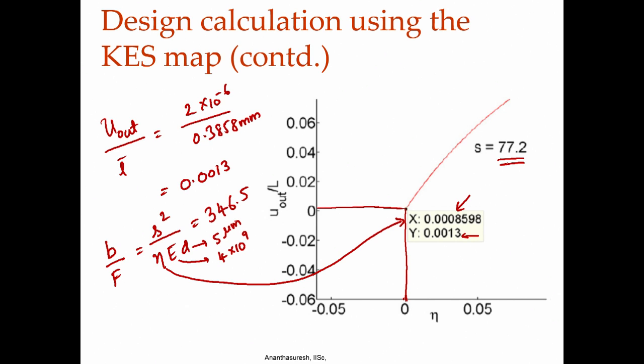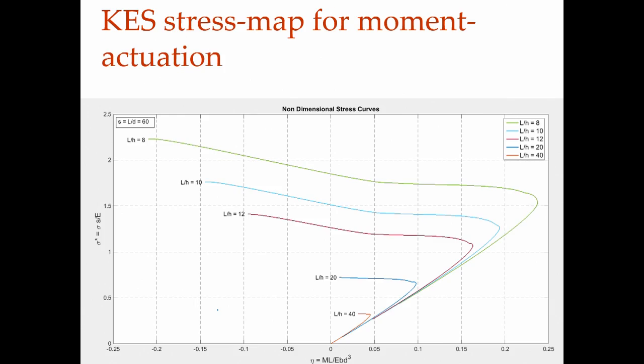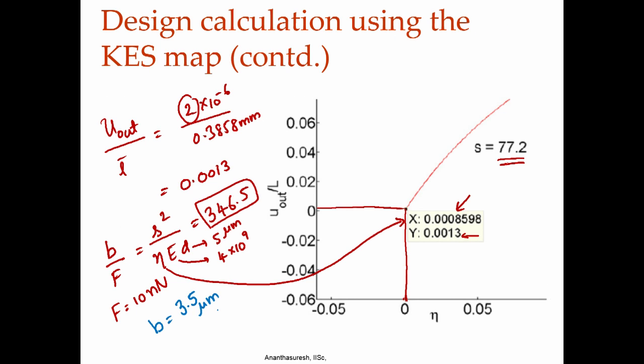If we do that, B by F turns out to be this value, and if I take F to be let us say 10 nanonewtons, that is I want to be able to measure 10 nanonewtons, so that I get a U out of 2 microns. If I do that, I get B to be 3.5 microns, and this will be the thickness here, because in this particular case it is an in plane compliant mechanism. That is 3.5 microns.